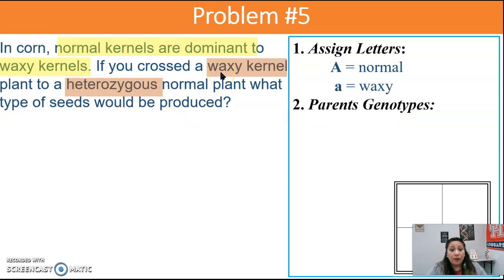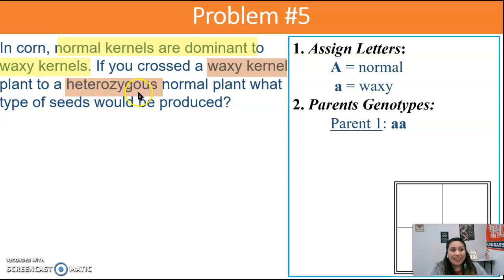We know that the first parent is waxy. It has waxy kernels. So if we go to the list, I know that waxy is recessive. So I'm going to write a recessive allele. Now, if I start small, I want to stay small. So I'm going to write that genotype as 2 recessive alleles. Homozygous recessive.